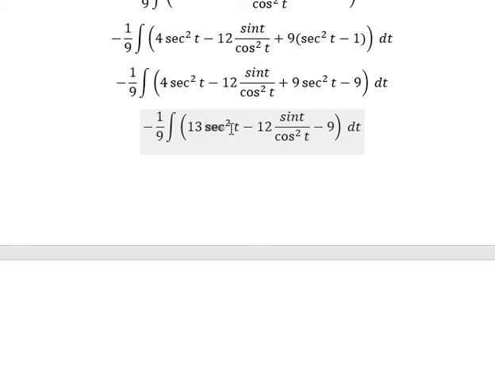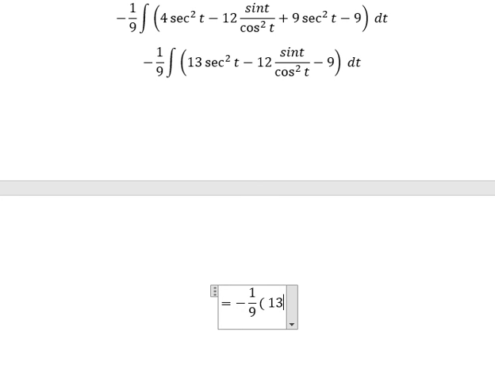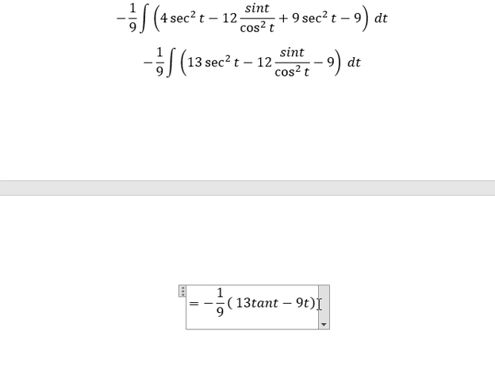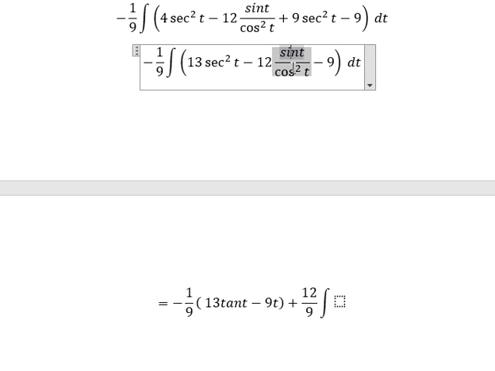Now the integration of secant of t square, you get tan t. This one you get 9t. So we have 13 tan t minus 9t. Now we just have this one left. So negative 1 over 9 with negative 12, you get positive 12 over 9. And we have the integration, this one in here.